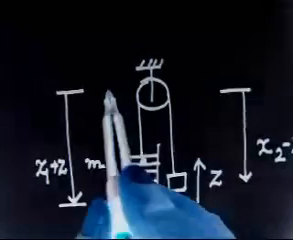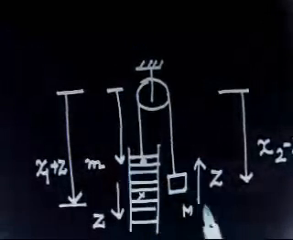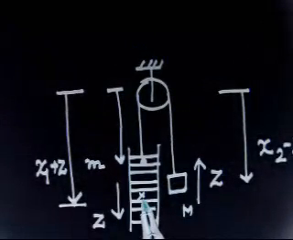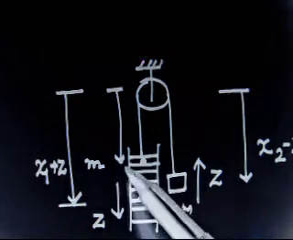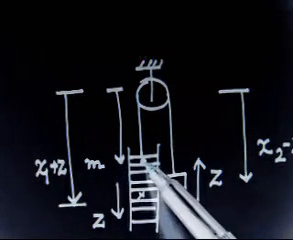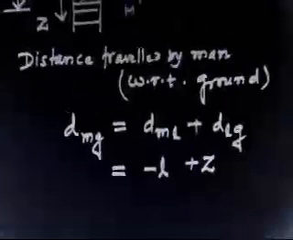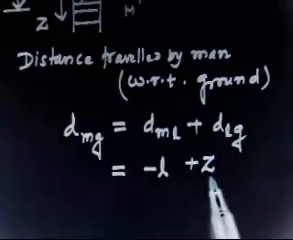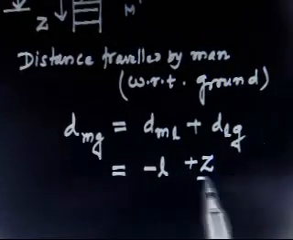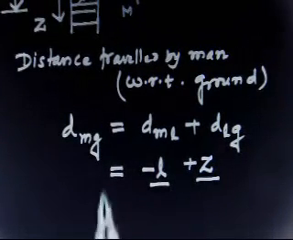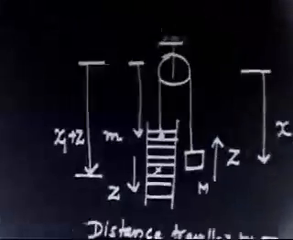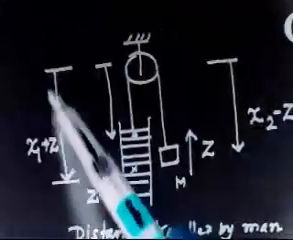What is the distance of the man from the vertical? Initially it was at a position of x1, but now it has moved up. So it has gone downward. What is the displacement of the man? The displacement of the man in the downward direction is this. Because I have taken z in the downward direction as positive, this is negative. So the displacement of the man with respect to ground in the downward direction is this. So what is the total x coordinate of this man? Initially it was x1.